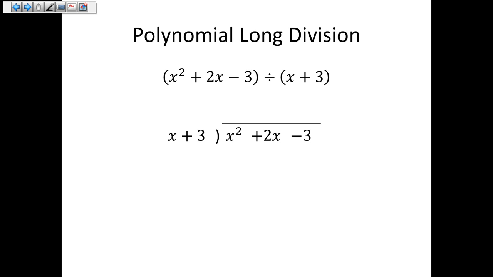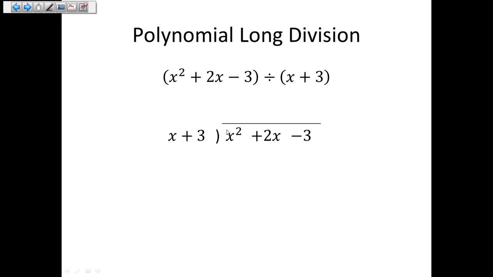In order to be able to divide these, the power on the first polynomial always needs to be higher than the power on the second polynomial. So we have a power of 2, or a degree 2, divided by a degree 1, so we can do this. I've set up my first polynomial inside the division bracket, and the x plus 3 outside. I know this is a pretty cheesy representation of the division bracket, but it's the best I had.